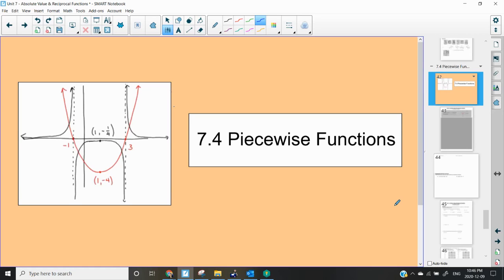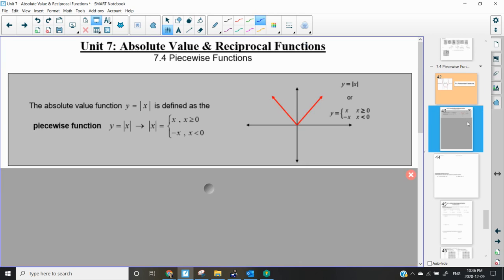Welcome back, guys. Today we're going to be taking a look at piecewise functions. In our last lesson, when we were graphing absolute value functions, I told you that an absolute value function was a piecewise function and that we would get into that in a later lesson. Well, that later lesson is today.